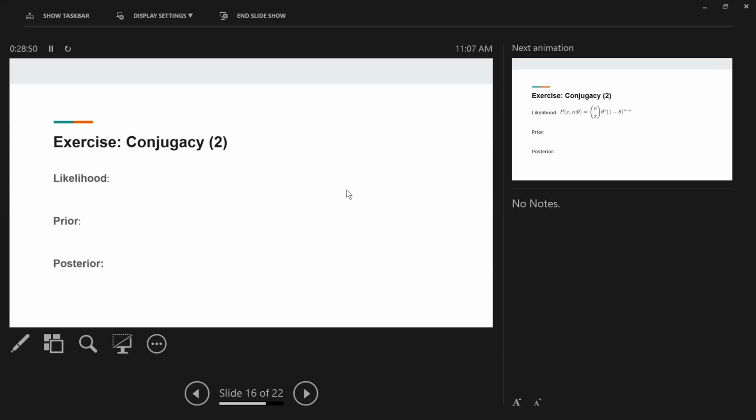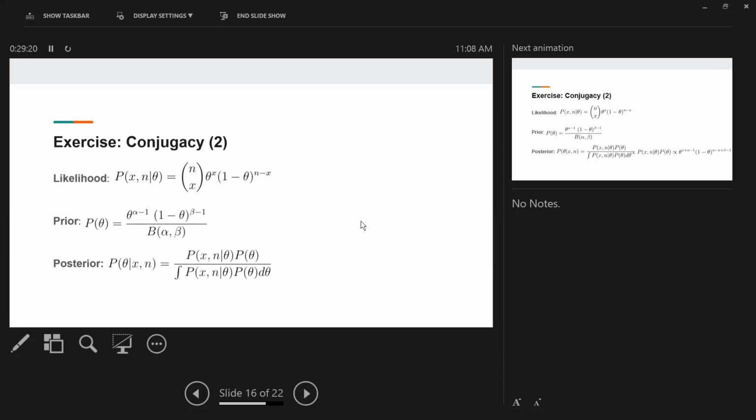So we have this is the likelihood. So x is k here. It's a bit confusing. And then this is the prior. So if we multiply these, we can add the powers of theta and the powers of the 1 minus theta. This will stay in front. And then this is the formula for the posterior.